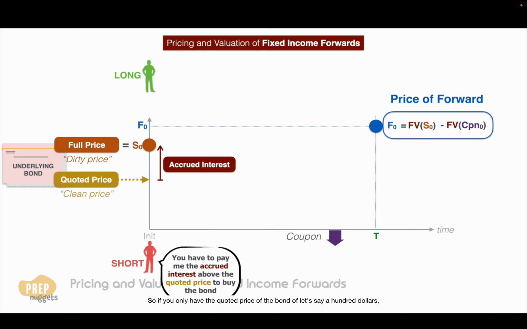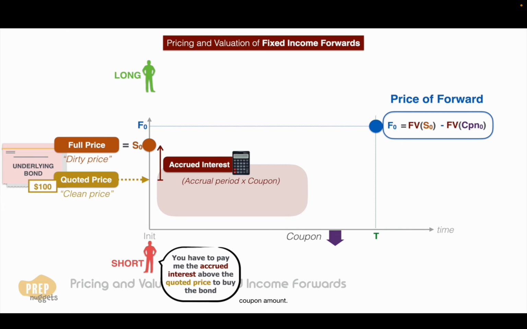So if you only have the quoted price of the bond of, let's say, $100, you have to calculate and add on the accrued interest before calculating the forward price, which is based on the full price. The accrued interest is calculated as the accrual period times the periodic coupon amount. The accrual period is the time since the last coupon divided by the time between coupon payments, times the annual coupon amount divided by the number of coupons per year. Quite a handful, but it will be clearer if you plug in some figures.